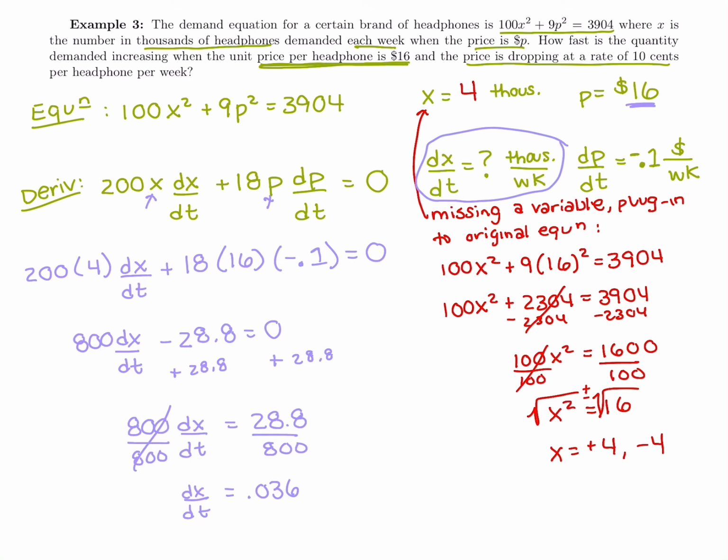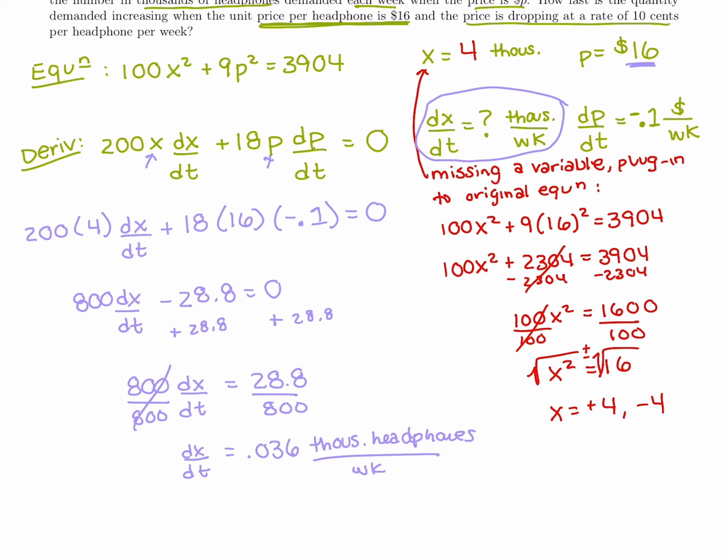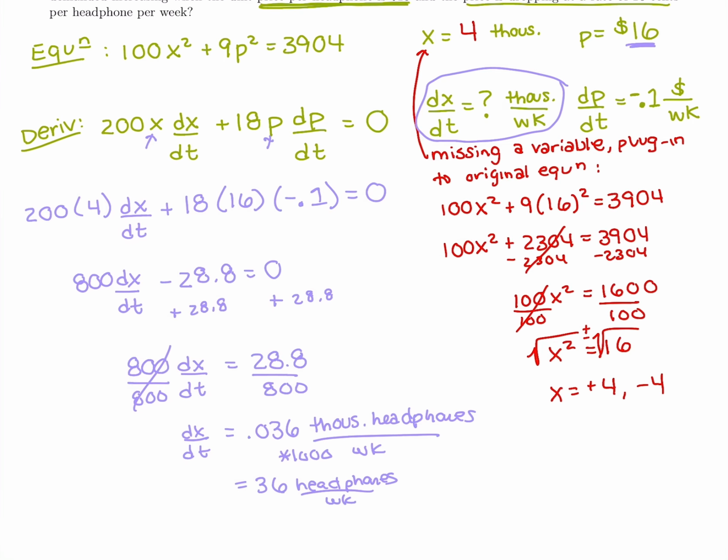We have 0.036 thousand headphones per week, which makes more sense. You don't want to sell 0.036 of a headphone. That doesn't make sense, but it's of 1,000, so we can multiply that out by 1,000, which would tell me that they're selling 36 headphones per week, or how much they're increasing by.